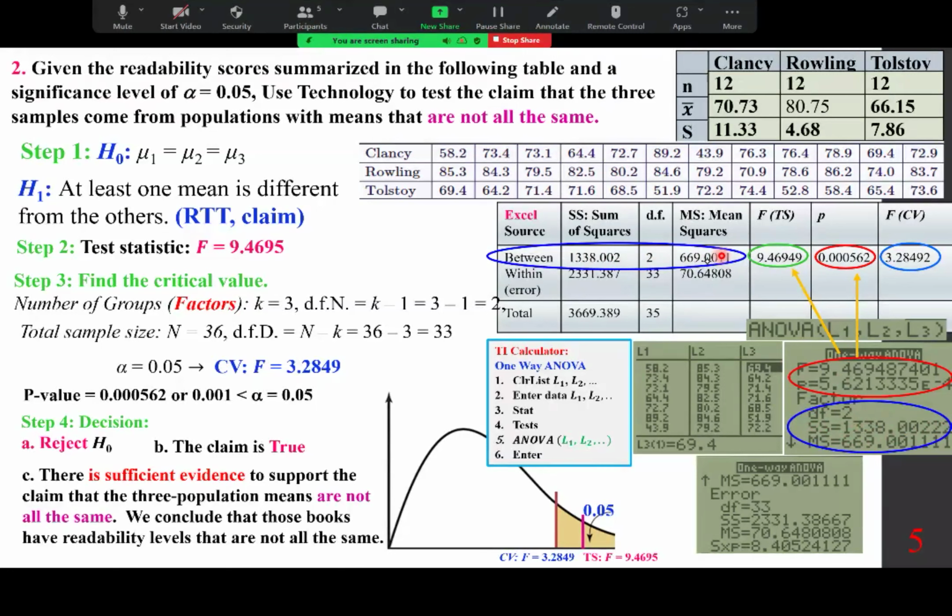So they have done the calculation for us. If you look at this one, the same thing. Degrees of freedom is 33. Sum of squares is given. And you divide it by 33, you get 70. So everything that you need is here. Calculation by Excel, as well as calculation by TI.